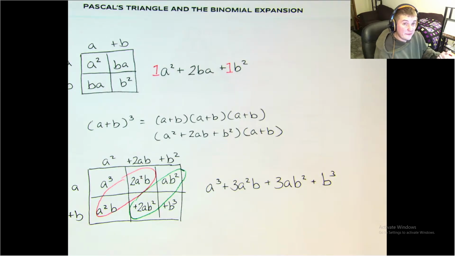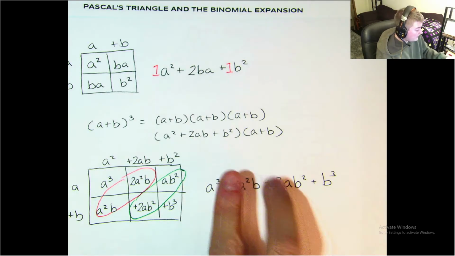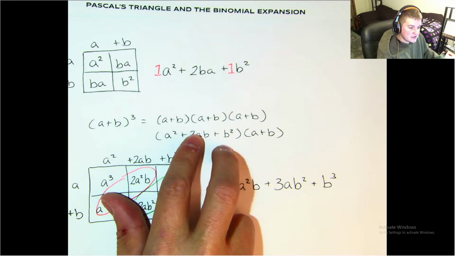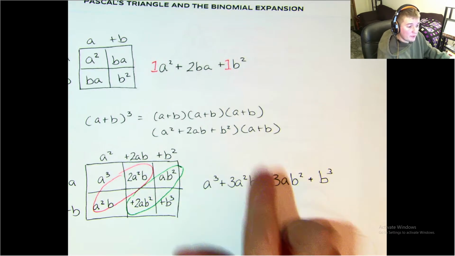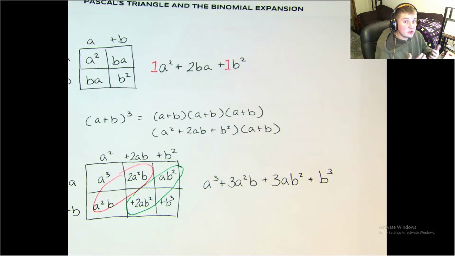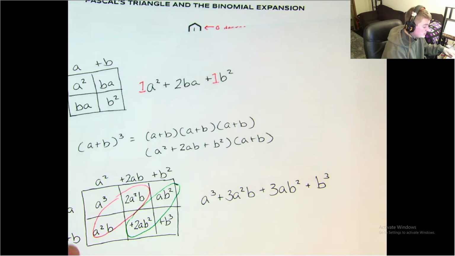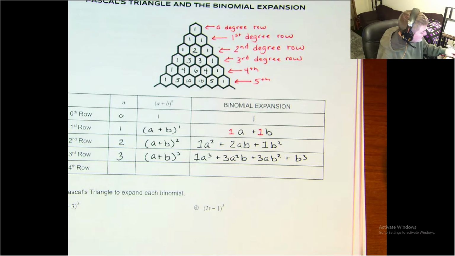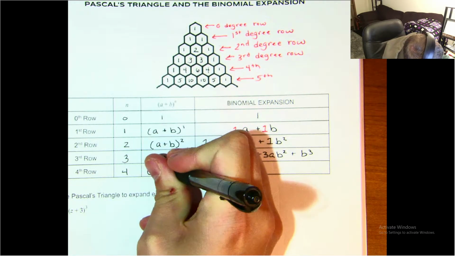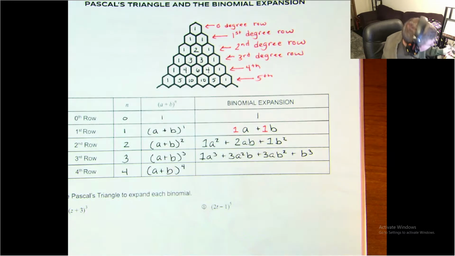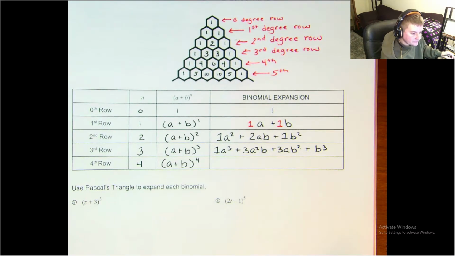Or what if I had the fourth? What if I had to the fourth degree? I would have to take these two, get this, then I would have to multiply by this, get this, and then I would have to take this and multiply by A plus B again. That's too much work. As opposed to, there is a distinct pattern. Let's see if we can see the pattern here. So we're going to figure out the fourth row without having to multiply them out.